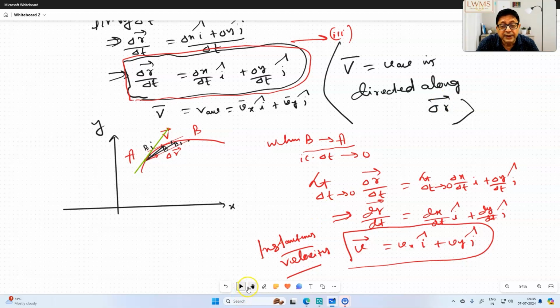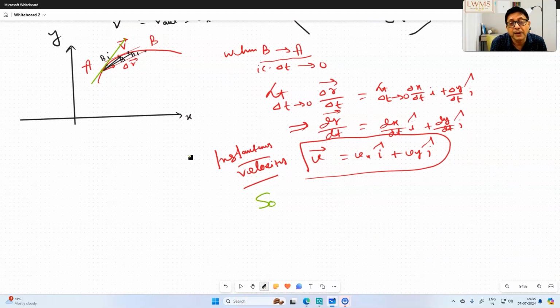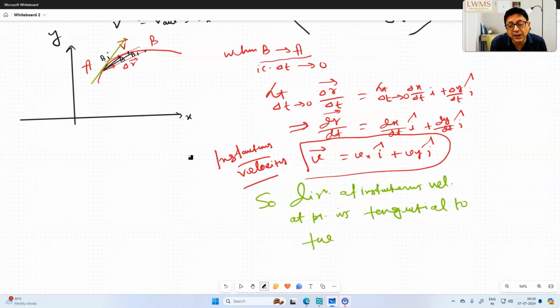So the direction of instantaneous velocity at a point is tangential to the curve at the point. This you never forget. In 1D what you have seen, 2D is also true, but it is a conceptual part. And I have explained it by approaching the chord to the tangent. So we have understood that the direction of instantaneous velocity at a point is tangential to the curve at the point.